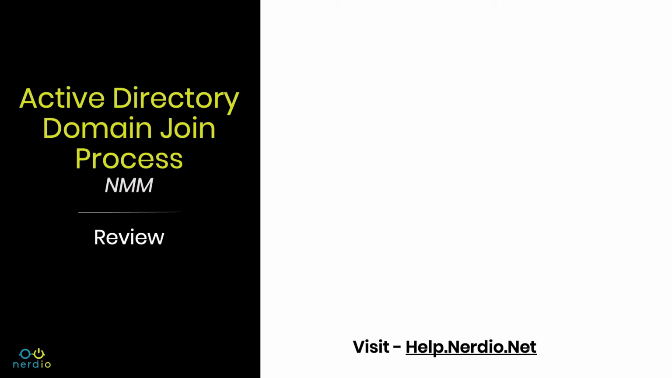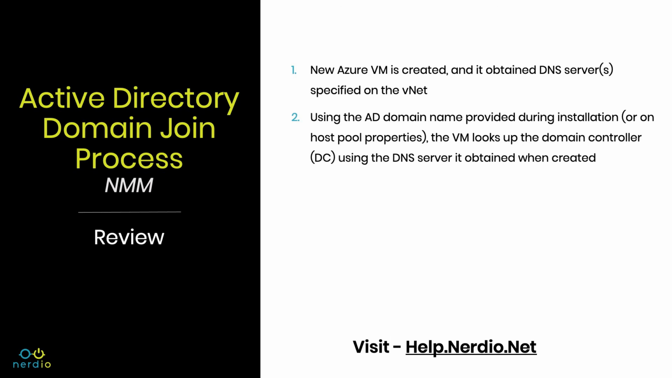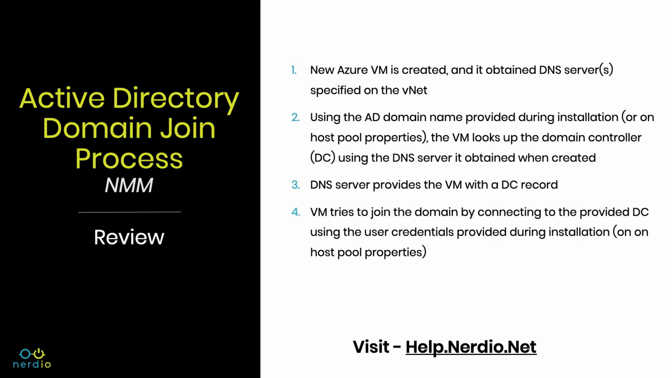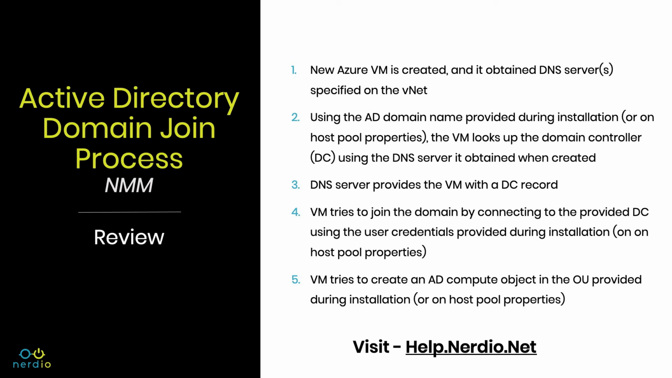So let's take a step back and walk through the process and what could possibly go wrong. First, when the VM is created and joining, it's going to obtain the DNS server specified on the VNet. It's going to use that AD domain name that we just discussed. It's going to look up the DC using that DNS. It's going to get a DC record. It's going to try to join that domain by connecting using those credentials we just looked at, and then it's going to try to create an AD computer object in that OU that we just talked about.